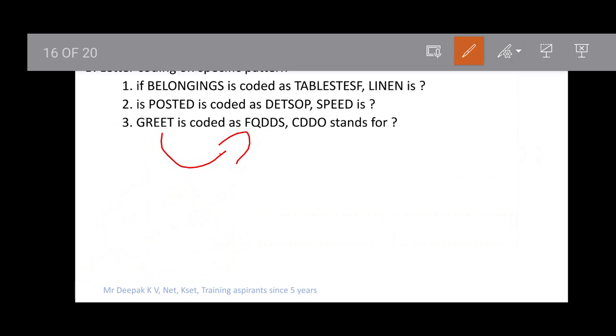Okay, G, F. You can see the coded letters are just the previous letter. R, Q is also the previous letter. I, H is also the previous letter. T, S. So S is the previous letter of T. So CDDO is a coded one, and we need the decoded one. That is why we will go for the next letter. It should be DEEP.